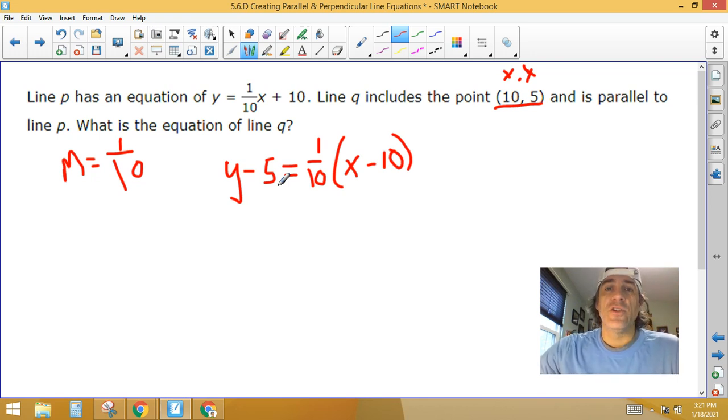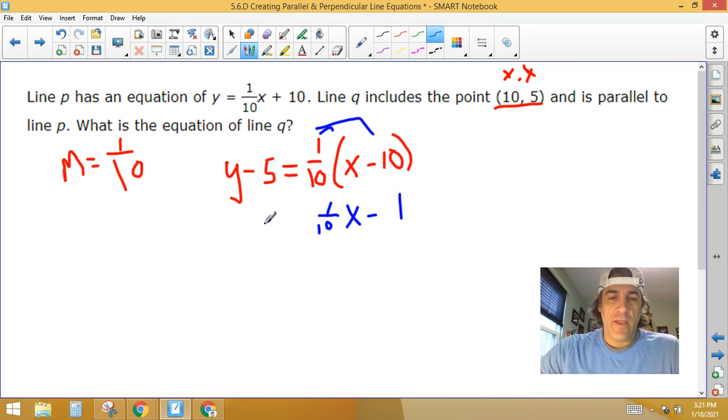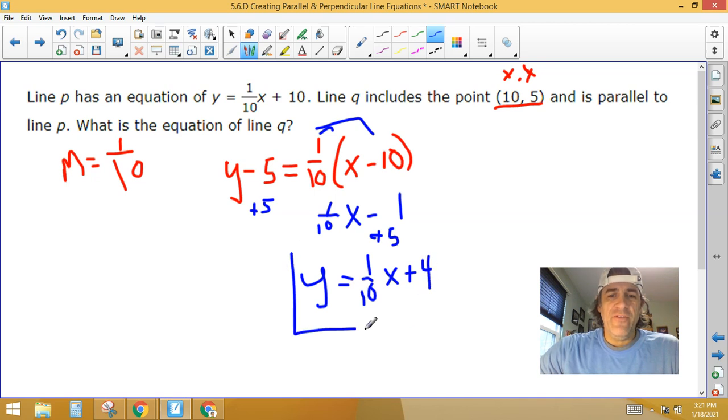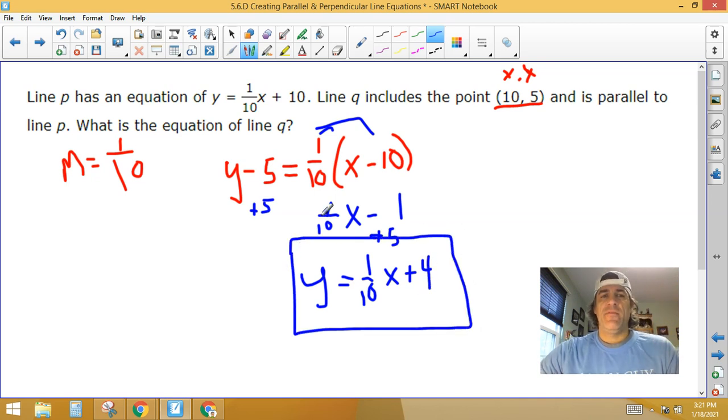Most likely, slope-intercept form is the form we're going to look for. So I'm just going to distribute, and I'm going to get 1/10 x. 1/10 times negative 10 is negative 1. I can drop down my y minus 5 to save time. I'm just going to add the 5 and add the 5. So I'm left with y equals 1/10 x plus 4. This is just like a problem we did in 5.6a, but now we don't know if it's going to be parallel or perpendicular.